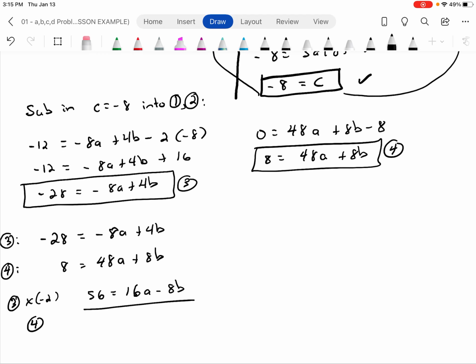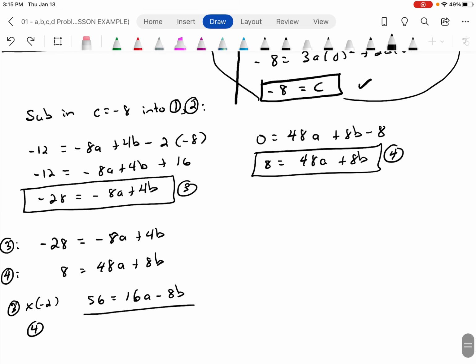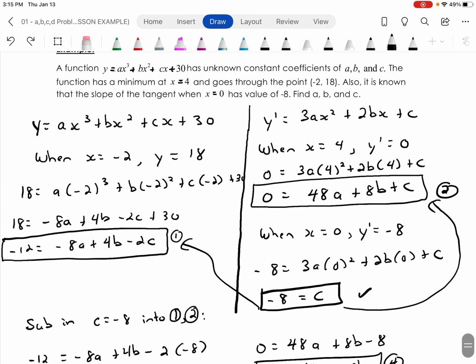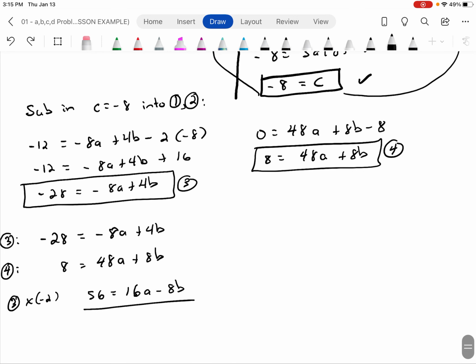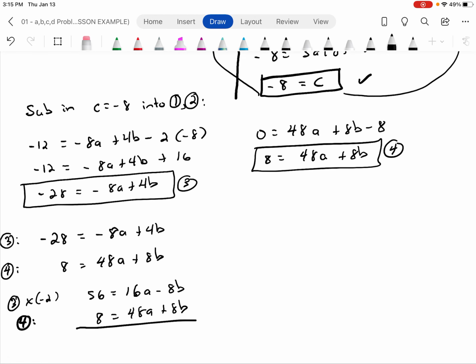Oops, I didn't mean to draw a line there. I really don't want a line there. There we go. And then equation 4, I'm not going to do anything with again. And if you didn't know what I meant by line up the terms, that's what I meant when I multiplied that by -2. You see, I've lined up -8b with +8b, allowing me to add the equations.